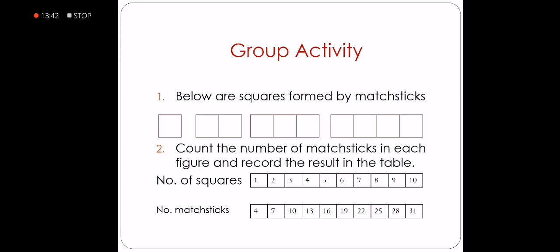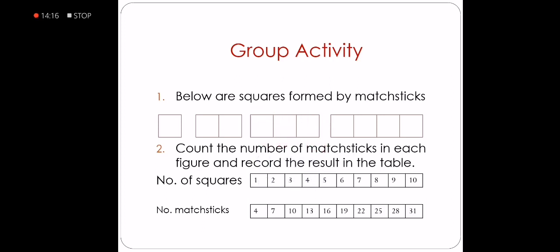So una ninyong gagawin, you are going to count the number of matchsticks in each figure and record the result in the table. So yung una nating box na nabuo using matchsticks, 4 na matchsticks yung mabubuo natin. Okay. Doon sa pangalawa naman, kung bibilangin nyo siya, we have 1, 2, 3, 4, 5, 6, 7 matchsticks. So, yung pangatlo naman, we have 1, 2, 3, 4, 5, 6, 7, 8, 9, 10.